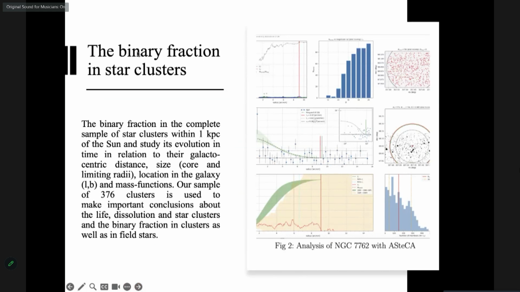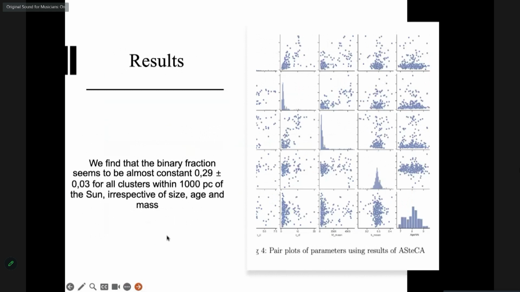Another interesting work we did is looking for the binary fraction in stellar clusters. We took all the clusters which were within 1 kpc of the sun. There are about 376 clusters. We used software called Azteca to get the binary fraction. What was interesting is we found that the binary fraction is constant. It's about 0.29 for all these clusters, irrespective of their size, age, and mass.